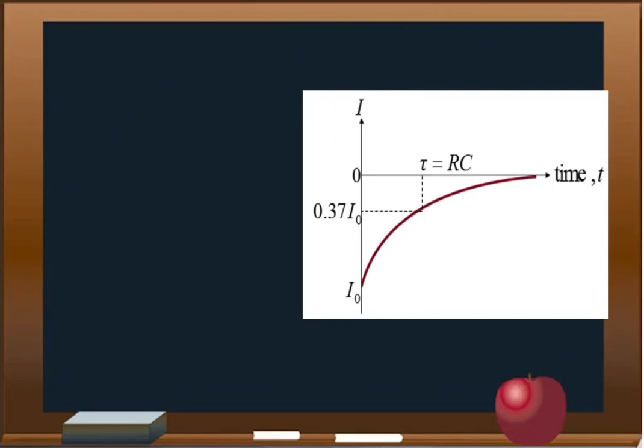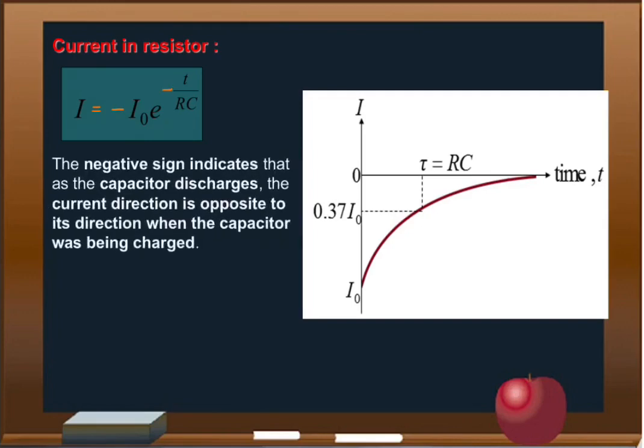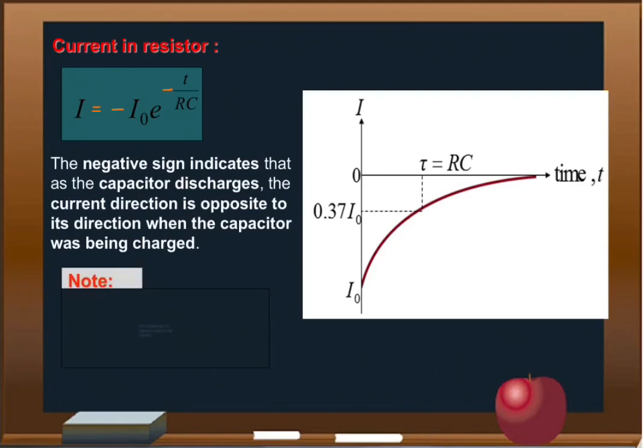And from the I against T graph, we can get the formula for current in the resistor, which is I is equal to negative I0 exponential negative T over RC. The negative sign indicates that as the capacitor discharges, the current direction is opposite to its direction when the capacitor was being charged.